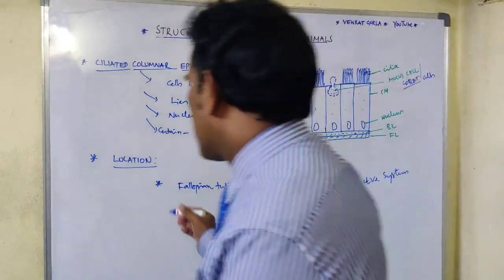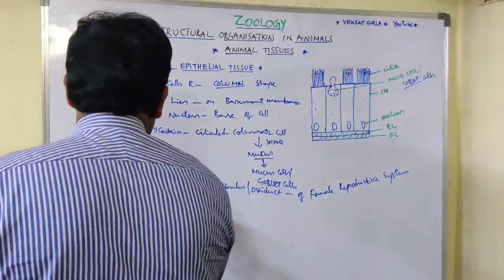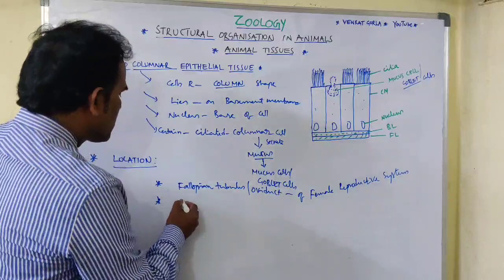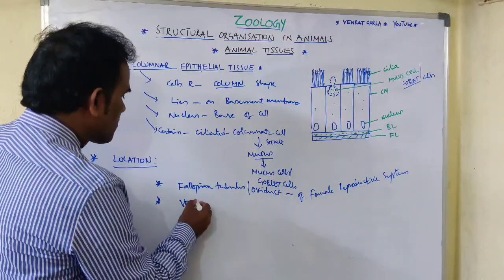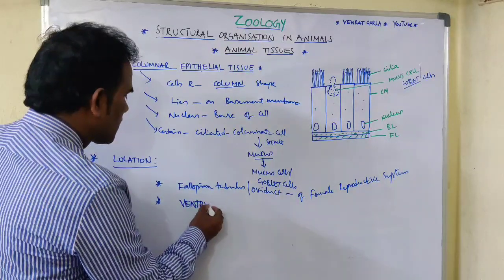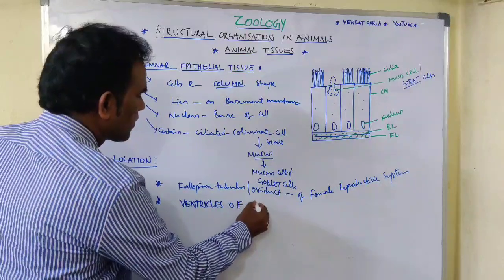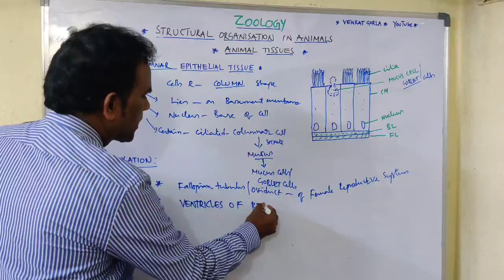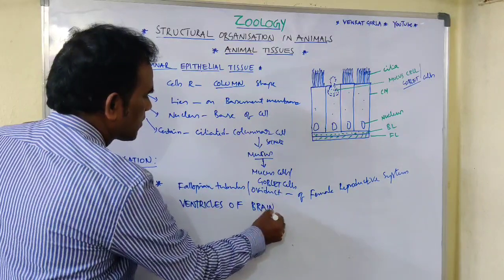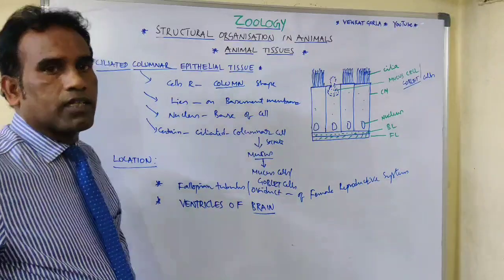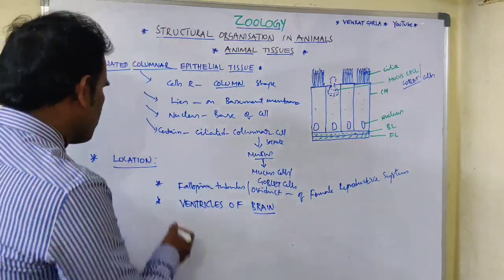They are also present in the ventricles of the brain. Very important, many of them have not identified this. The ventricles of the brain: first ventricle, second ventricle, third ventricle, fourth ventricle. There are four ventricles in the brain.